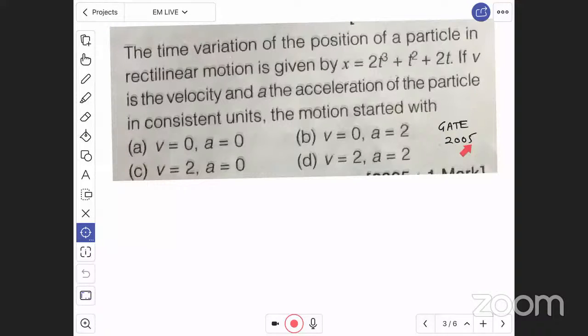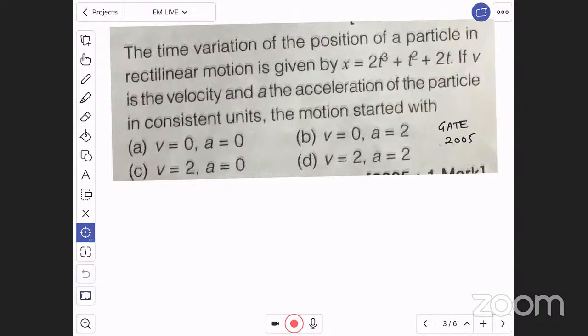The question is: the time variation of position of a particle in rectilinear motion is given by x is equal to 2t cube plus t square plus 2t. If v is velocity and a is acceleration of the particle in consistent units, the motion started with velocity, acceleration. Means at the start of motion, what is the velocity and what is the acceleration? These things we have to find here.